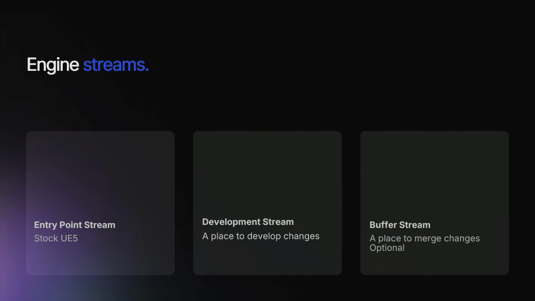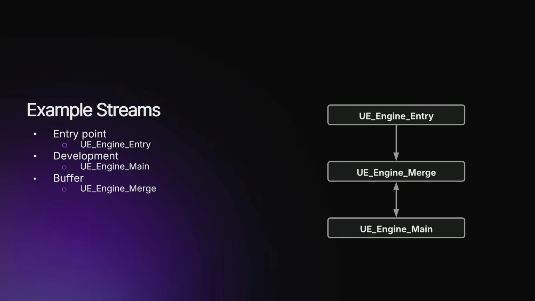So starting with streams, we want to create at least two streams. The first being an entry point. This will just contain the stock Unreal Engine with no modifications. And then we'll create another stream where we can actually develop changes in. But I would also recommend creating a third stream as a buffer between the two. And this will give us a place to merge incoming changes with our own modifications. So that might look something like this. Here we have UE engine entry, which is our entry point. Then at the bottom, UE engine main is where we're developing changes. And then in between that, we have our buffer stream for merging.